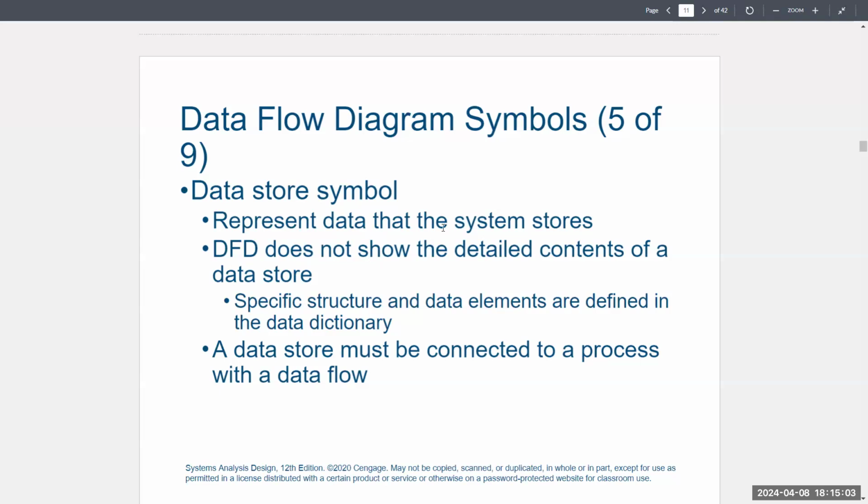And this is, in other words, just maybe a table or a group of tables, right? So that's a data store. But even in this case, they're saying DFT does not show the details of that data store. It doesn't show details about what the table name is or what the different columns and data types are and all those things, right? So all of that information about the data store is stored in what?